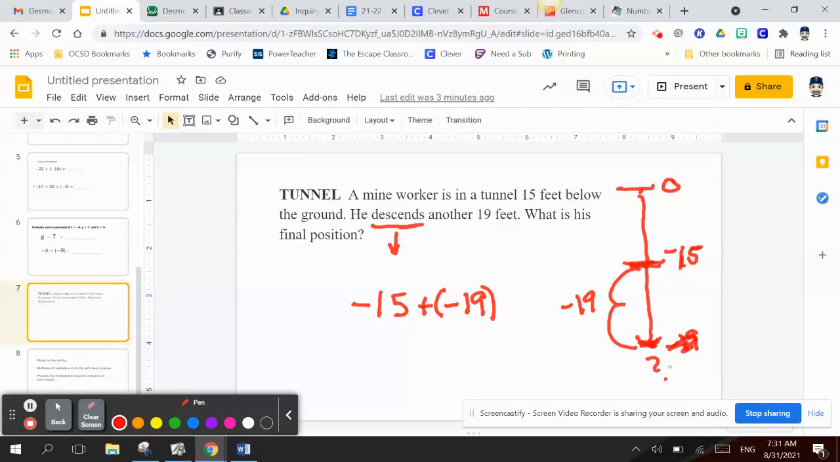So what is this ending spot? That's what we're trying to find. So since both of our numbers are negative, we add those two together. So 15 plus 19, 19 is close to 20. 20 plus 15 is 35, minus 1 is 34. And that's going to be a negative because both of these numbers are negative, and we're talking about feet.